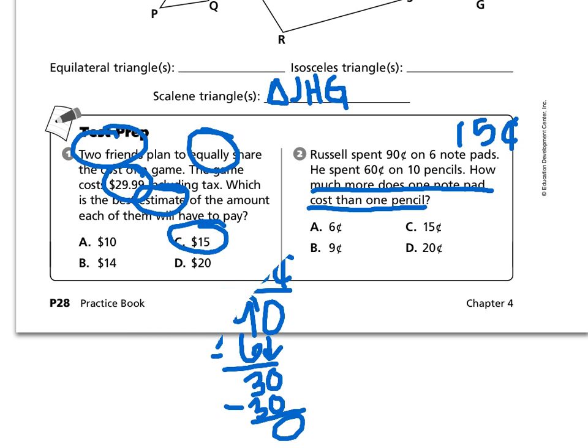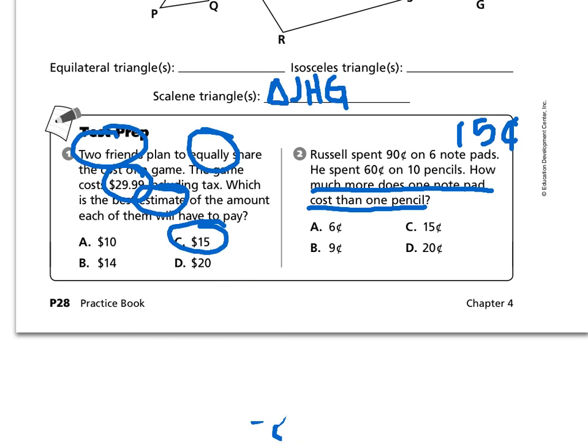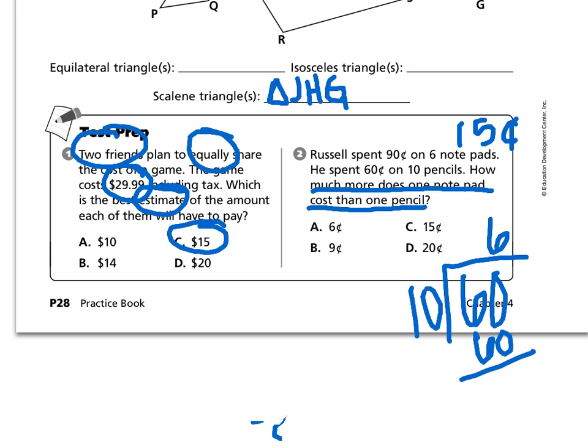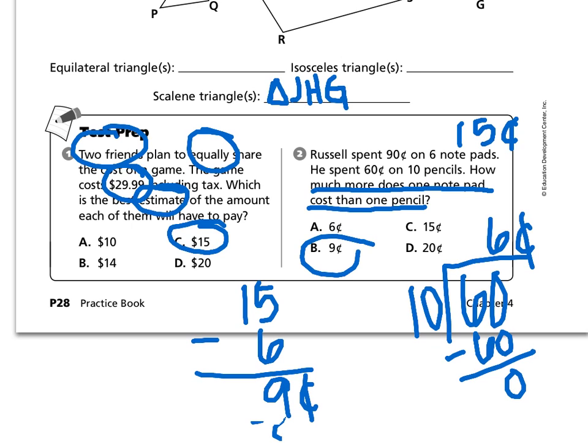And now I need to figure out how much each pencil costs. Remember, you don't want to erase your work. Leave it on your paper. So I know that 10 pencils cost 60 cents. So I need to divide 60 by 10 in order to figure out how much 1 pencil costs. And I know that 6 times 10 equals 60. So I know that each pencil costs 6 cents. Now I need to find the difference between 15 and 6. So finding the difference means to subtract. 15 take away 6 is 9 cents. My answer is 9 cents.